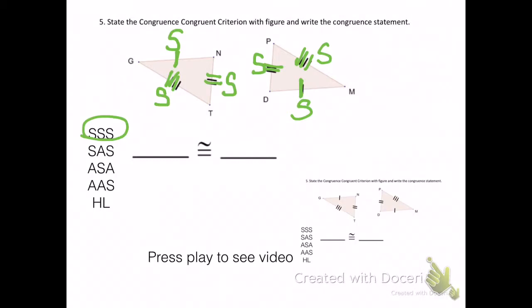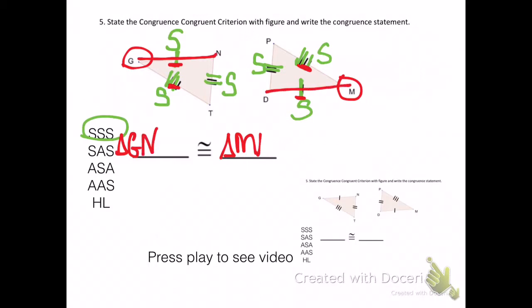Now you also need to label the triangles. So if I look at the mark that's between the 1 and the 3 marks, that's angle G. So I would say triangle G. And I have to find the one between the 1 and the 3 marks here. That would be angle M. And if I travel down the 1 mark, that would be N. If I travel down the 1 mark, that would be D. And that leaves T and P. So triangle GNT is congruent to triangle MDP. And it's very important that you label the letters in the correct order.